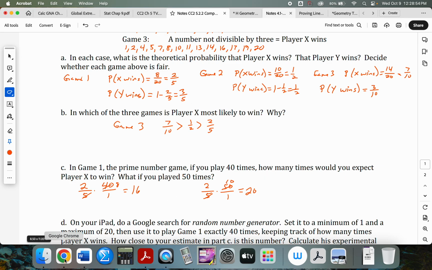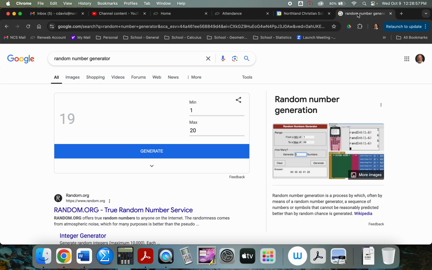Let's see if I can find where I put it. Where did I put it? There it is. All right.